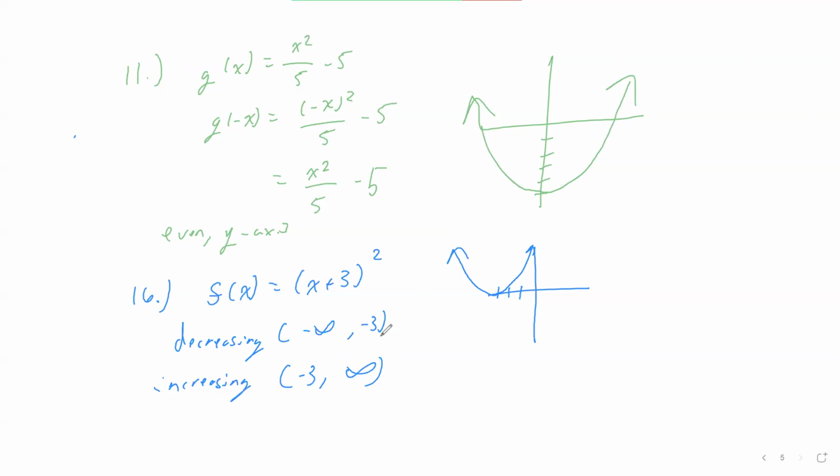At no spot did it actually remain constant. Constant would be a flat line. All right, so you can graph it and then visually look at it as well. Let's look at another one. Let's look at number 21.